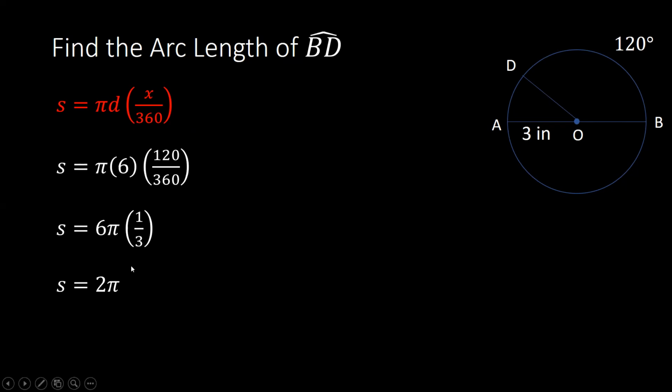You can keep 2 pi as the answer plus the inches. That will be fine with me. If you want to multiply by 3.14, that will be 6.28. That will be the arc length of this arc BD.